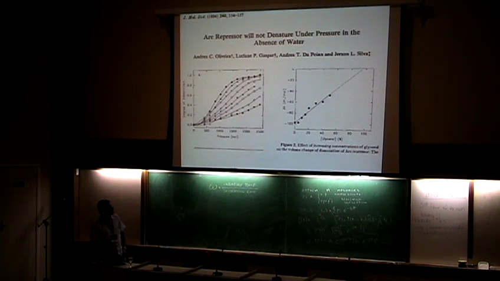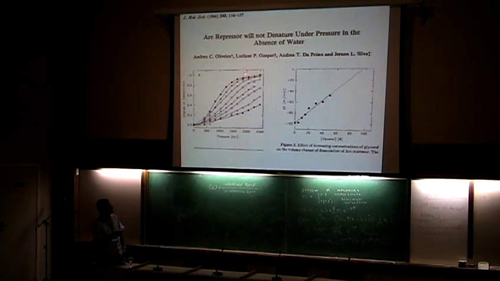This is just work. But for example, if you take a protein, this is Arc repressor, that is a small dimer, each monomer has a 7,000 molecular weight, and then it makes a dimer that is quite intertwined.